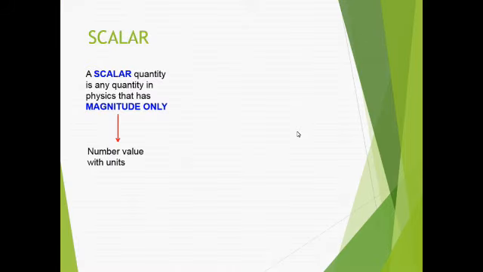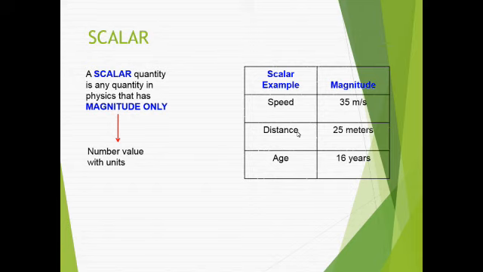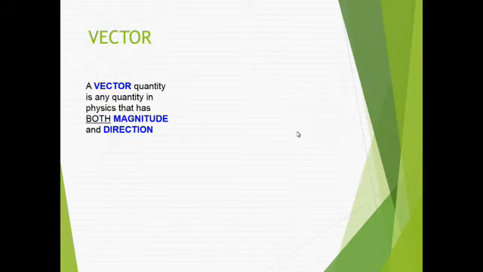Vectors and scalars. A scalar quantity is any quantity in physics that has magnitude only, number values with units. Here are examples: the speed, like 35 meters per second; the distance, 25 meters; and age, 16 years.